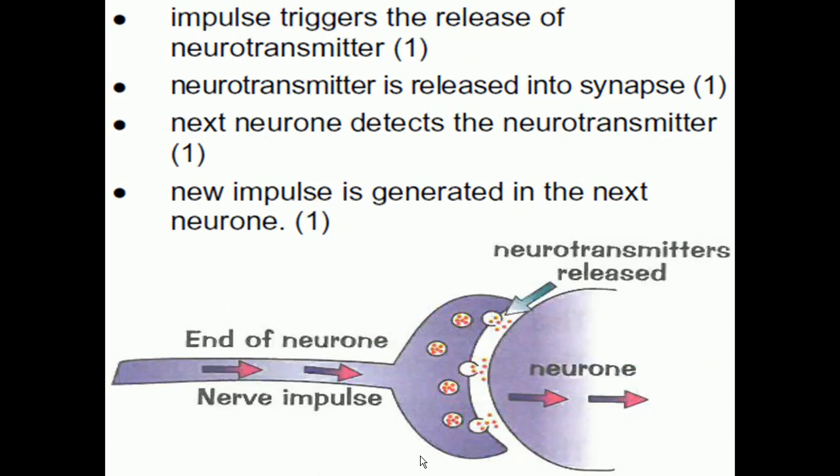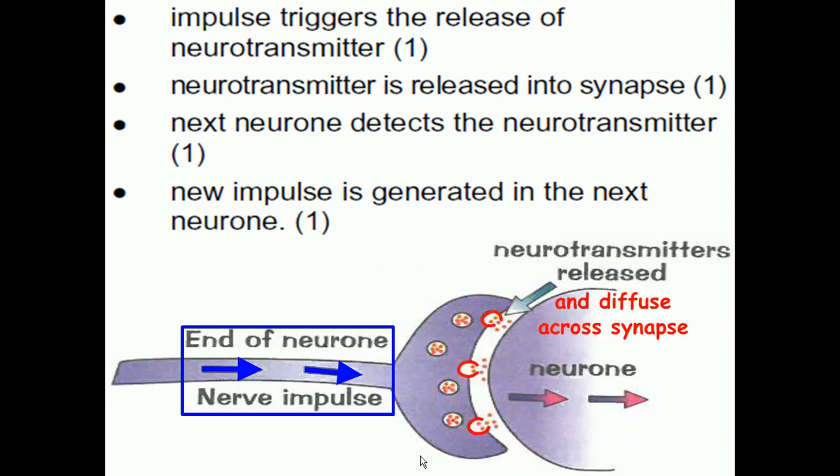So to recap that, at the end of one neuron, there's a nerve impulse that's being transmitted. When it reaches the end of that neuron, neurotransmitters are released into the synapse and they diffuse across the synapse. They bind and then are detected by the next neuron, and this causes a new impulse to be generated in that next neuron.